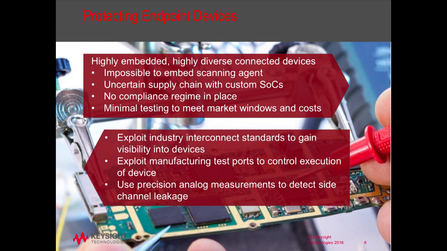So what we're trying to do is to exploit the industry interconnect standards to gain visibility into the device, because when you create an electronic device, you have to use a standard kit of parts and the standard communication protocols to build the device together. There's also manufacturing test ports put in there so you can build and program the devices, and we can use those to gain access into the device and have a look inside. And then lastly, we can use precision analog measurements to detect side channel leakage, so we can see if there's leakage inside the device.